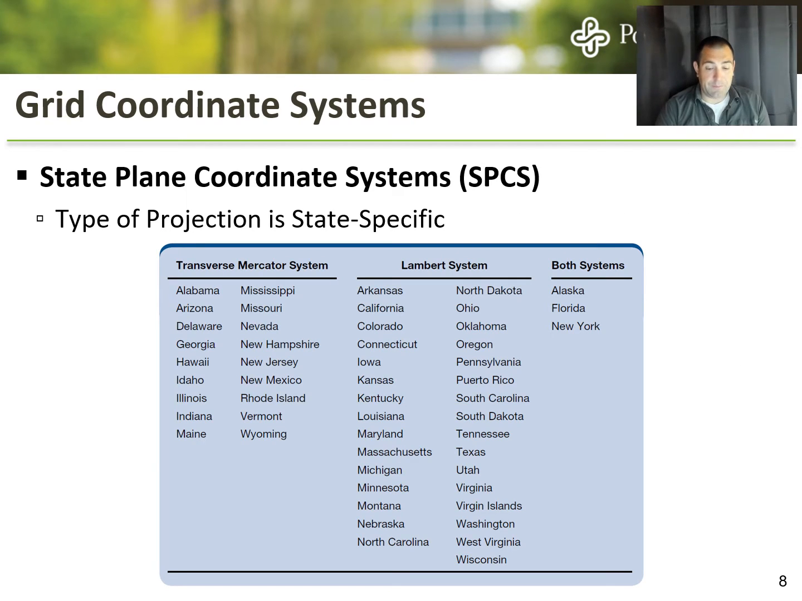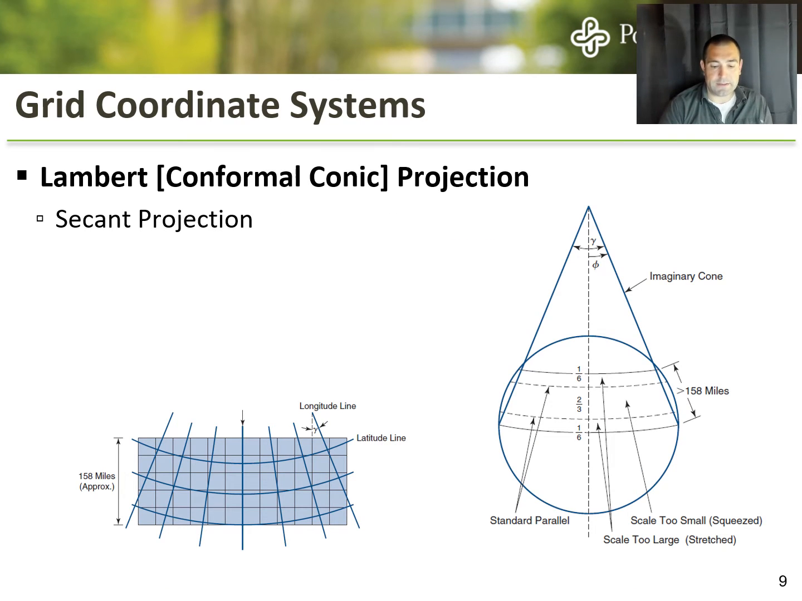So I mentioned before we have the cone type projection, we have the cylinder type projection. The transverse Mercator system is the cylinder, and the Lambert system is the cone. And this is the breakdown in terms of which states use which, and a couple states use both, which I'm not quite sure why, but they do. And Oregon is right here in the Lambert system. So we use what's called a Lambert conformal conic projection, and that looks like this.